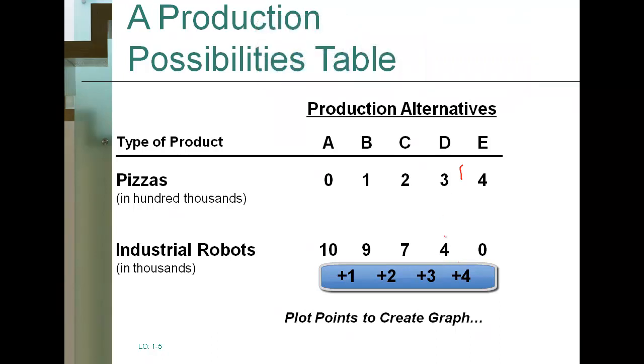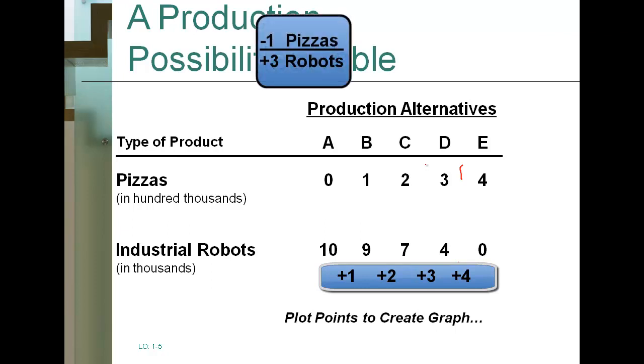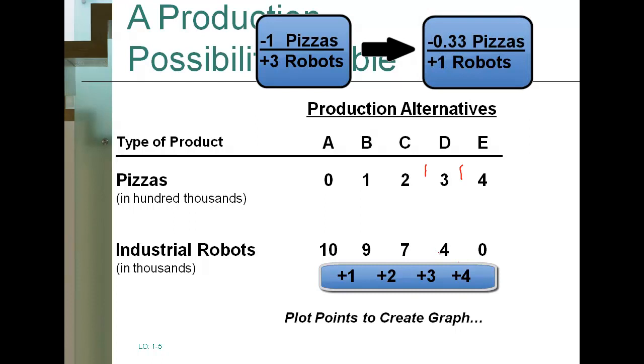Now, D to C, I gain 3 robots, and I have to forego the production of 1 pizza. If I gain the 5th robot, going from 4 to 5 in other words, how many pizzas must I forego? The answer, 0.33. How do I know this? Well, I know that going from 4 to 7 increases my robot amount by 3, and the cost of that is 1 pizza. Therefore, if I go from 4 to 5, it must be something less than 1 pizza. And the answer is it costs 0.33 pizzas.